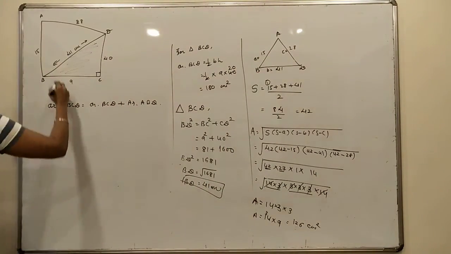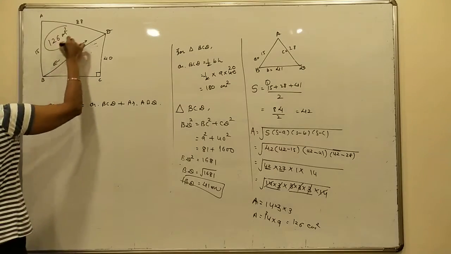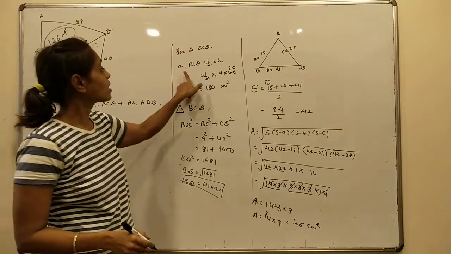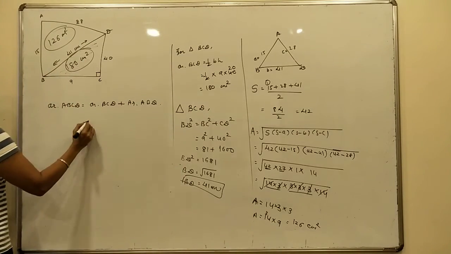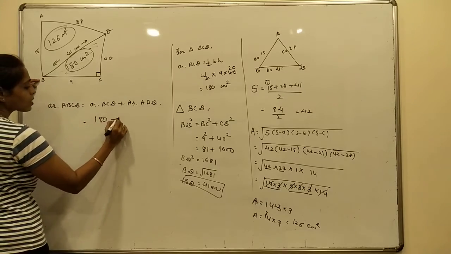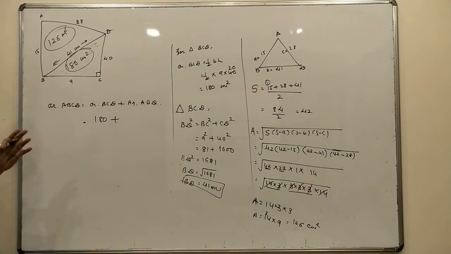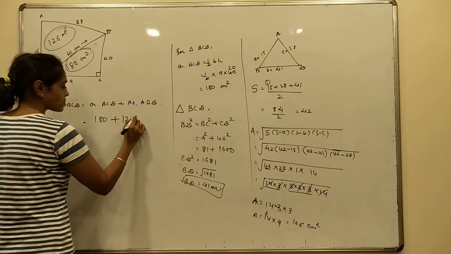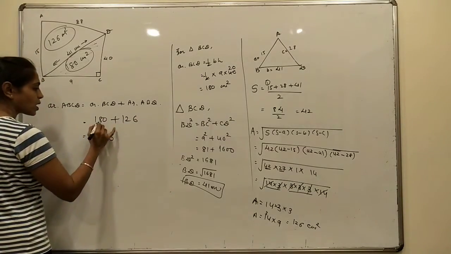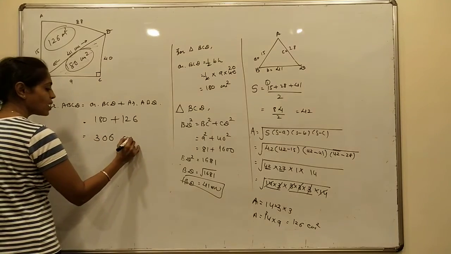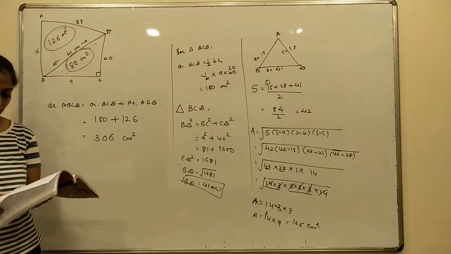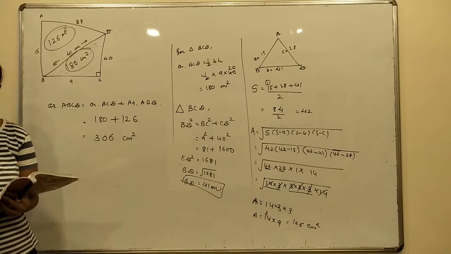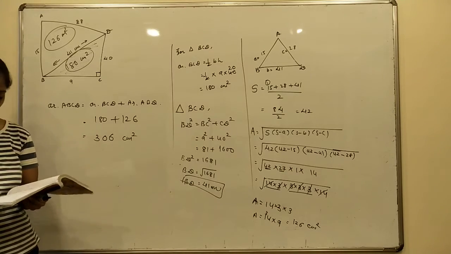So area of ABD is 126 centimeter square and area of BCD is 180 centimeter square. Our main triangles, we initially took 180 and 126. So 306 centimeter square is the area of quadrilateral ABCD. If centimeter is given take centimeter, if meter is given take meter.